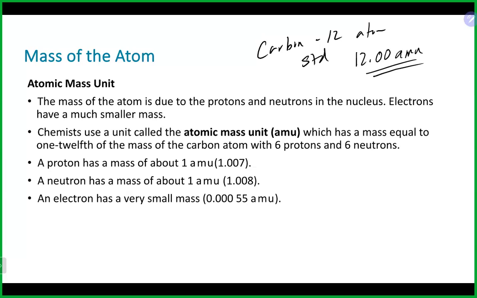Now they've done that for protons and neutrons. The mass of those in AMU is 1.007 for a proton, 1.008 for a neutron, and the mass of our electron is 0.0055. Those are our 3 subatomic particles. Which one is the heaviest?